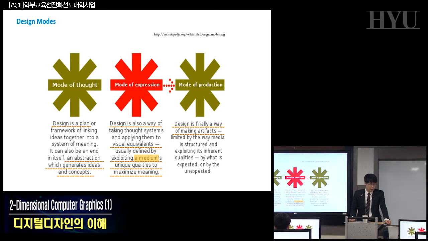Design is always a way of taking thought system and applying them to visual equivalence. Visual equivalence is very important keyword here. Exploiting a medium's unique qualities to maximize meaning. The meaning here is your concept, your ideas. It's not visible except to you. You should visualize it by exploiting what kind of medium. That medium is computer, including hardware, software, operating system, and so on. Specifically, SketchUp, Photoshop, AutoCAD, and so on.